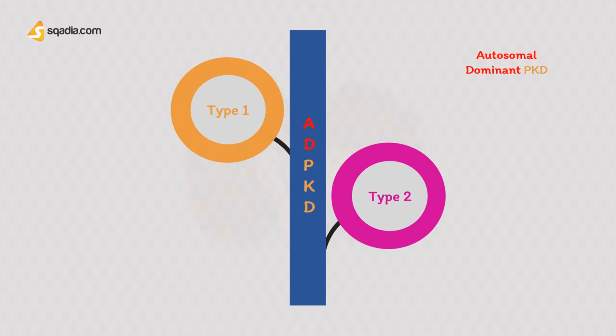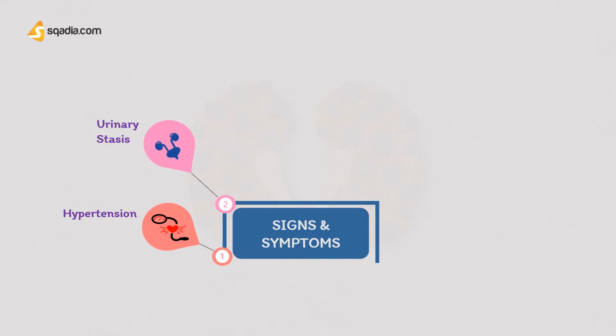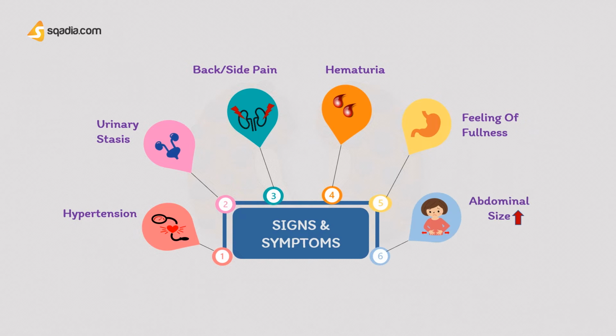Now just grab your attention to learn about the signs and symptoms of ADPKD. The first one is hypertension or high blood pressure. The second one is urinary stasis or accumulation due to compression of collecting tubules by expanding cysts. The third one is back or side pain. The next is hematuria or blood in the urine. Next is feeling of fullness in abdomen. And the last one is increased size of abdomen due to enlarged kidneys.